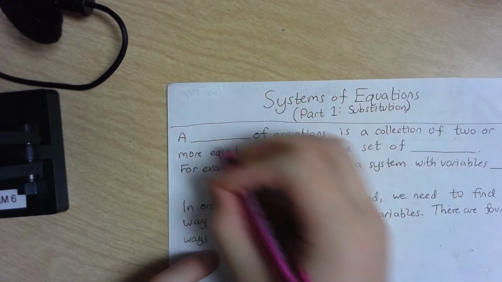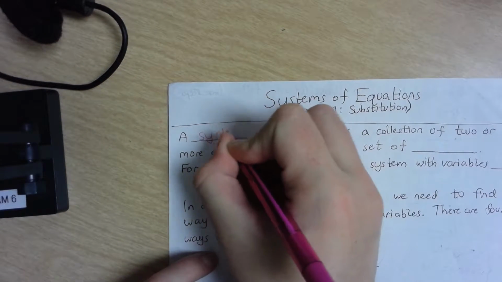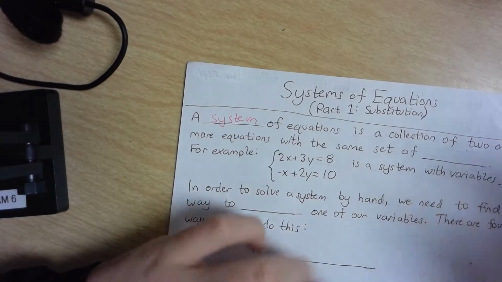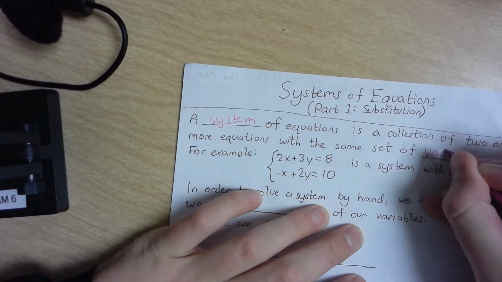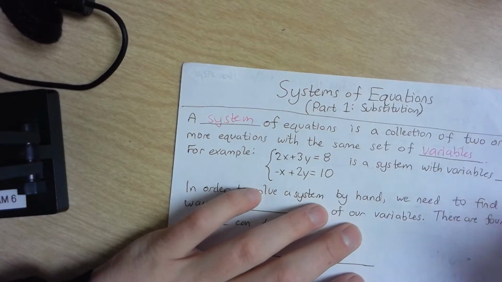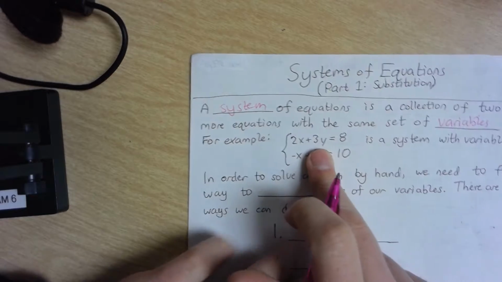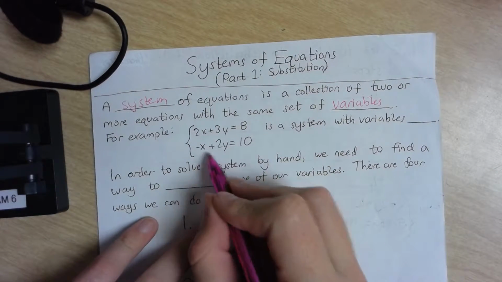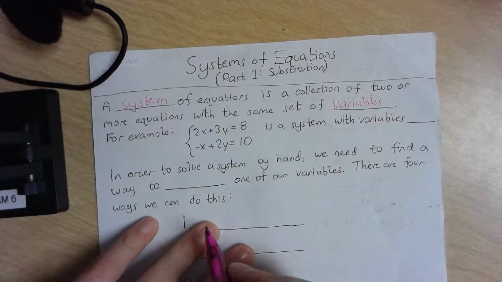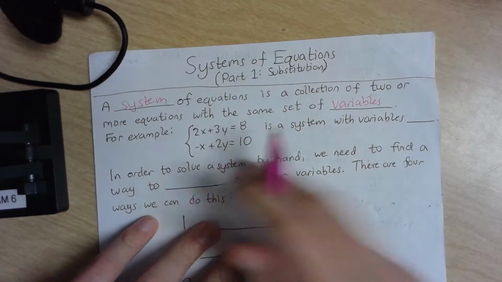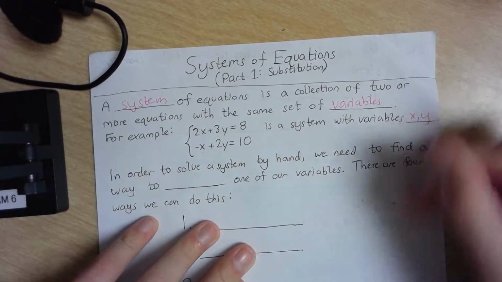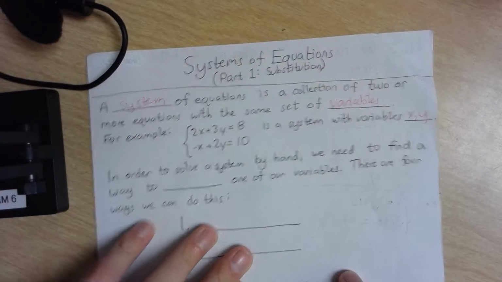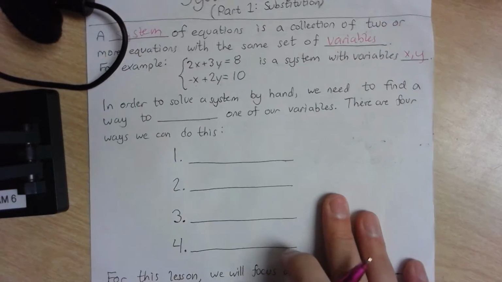Alright, so a system of equations is a collection of two or more equations with the same set of variables. Okay, so it looks something like this. We have multiple equations and we have multiple variables, but those variables are the same in both equations. So x and y are the variables in this system. Give you guys a second.